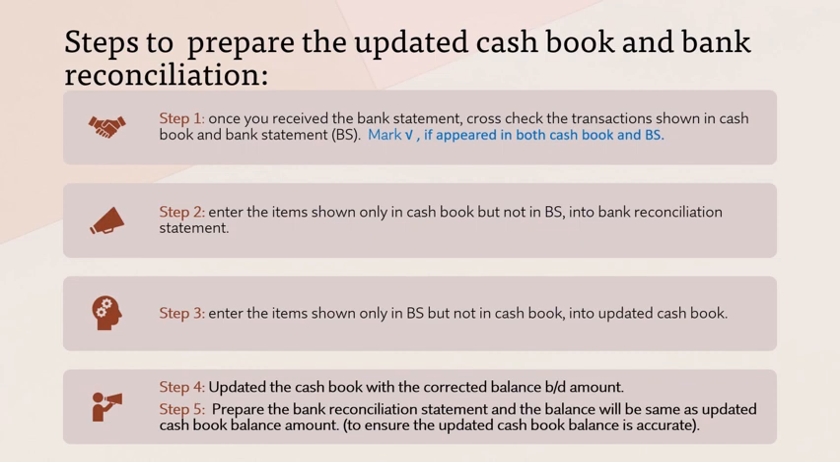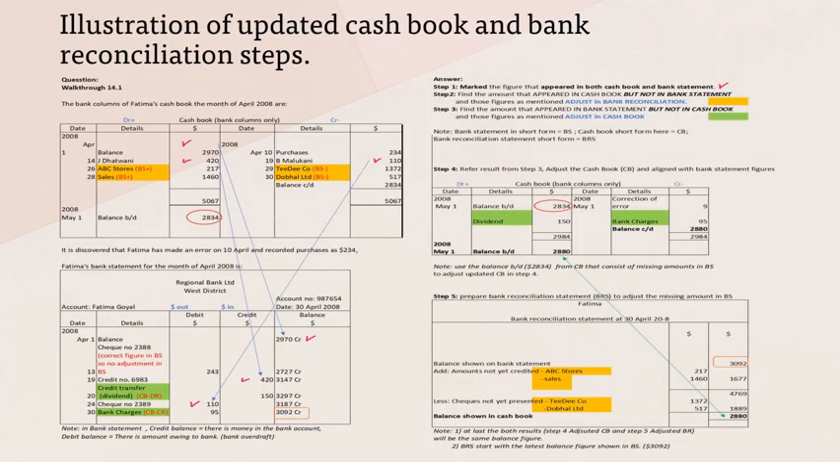Okay, step 5, prepare the bank reconciliation, and the balance must be the same as the updated cash book balance. This move is to ensure the updated cash book balance is correct. Okay, and now, by referring to Worked Example 14.4, I'm using this question as an example to discuss the steps I do before I get the updated cash book balance amount.